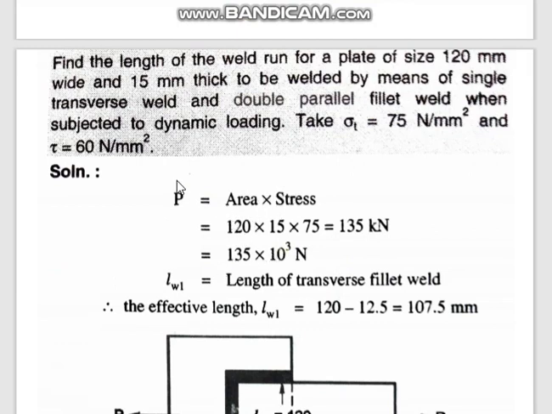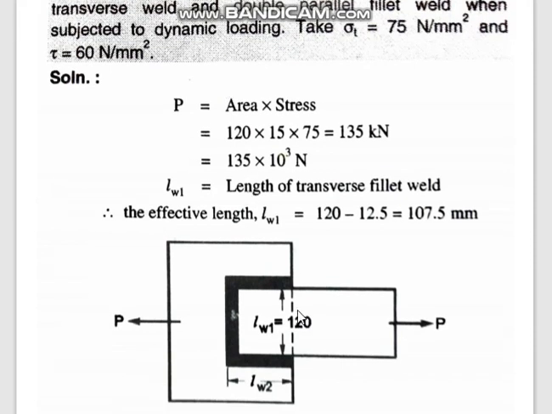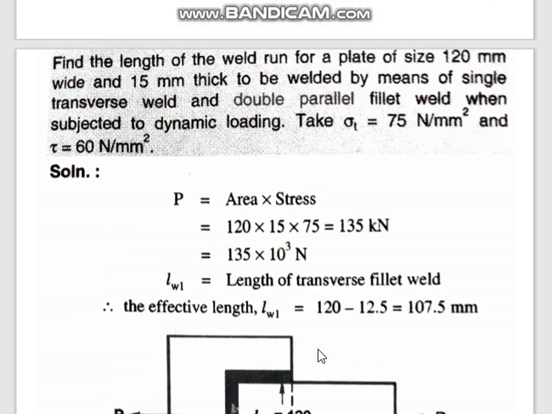Okay, this is a problem. See, it states: find the length of the weld run for a plate of size 120 mm wide and 15 mm thick. That means what? There is a plate here. This plate width is 120 mm, and the thickness, coming perpendicular to the paper, towards us, the height is 15 mm, the thickness.